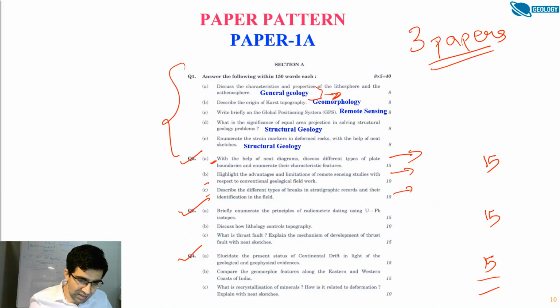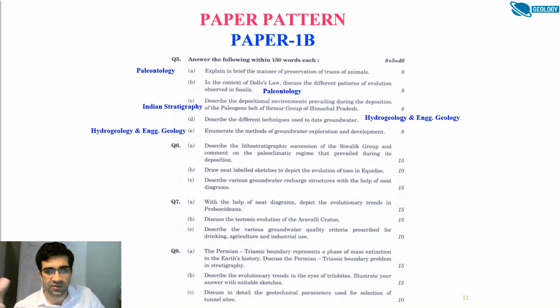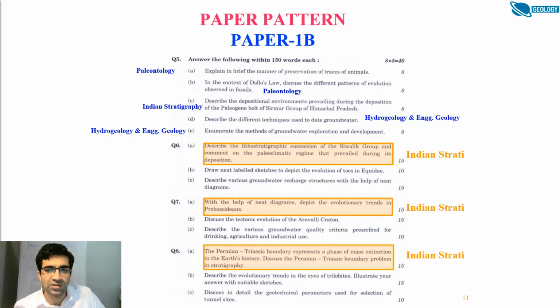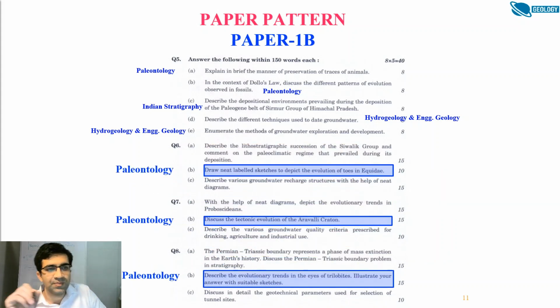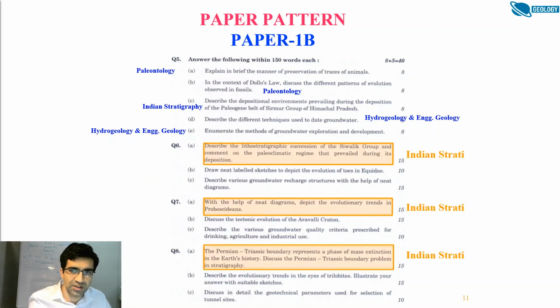Paper 1 section B looks very similar. In terms of subjects, question number 5, which is compulsory, includes parts from all subjects. There are 2 from paleontology in this paper, 1 from Indian stratigraphy, and 2 from hydrogeology and engineering geology. When you come to the questions where you have choice, the first part you see in this paper is from Indian stratigraphy. The next is from paleontology, part B. The Indian stratigraphy questions are of 15 marks each.